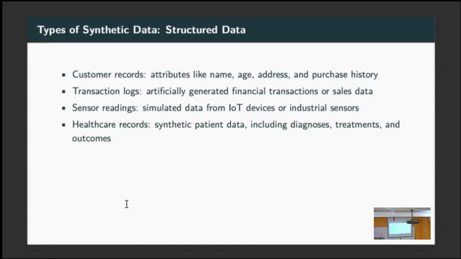Types of data. When we talk about data, we have a lot of things to talk about. One of the first is how it is structured or non-structured. We have, for example, types of synthetic data that we can generate. Structured data. If you think about structured data, you recognize that it is information that's organized according to a specific structure. Like, for example, customer records. A customer record is characterized by a few attributes, like name, age, address, purchase history, and many others.